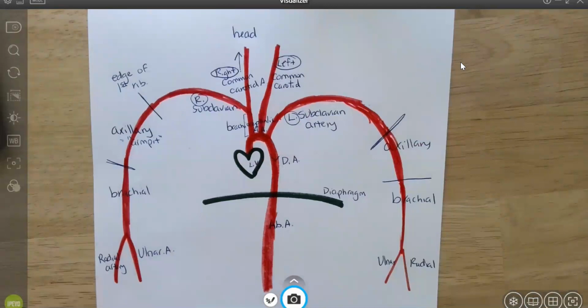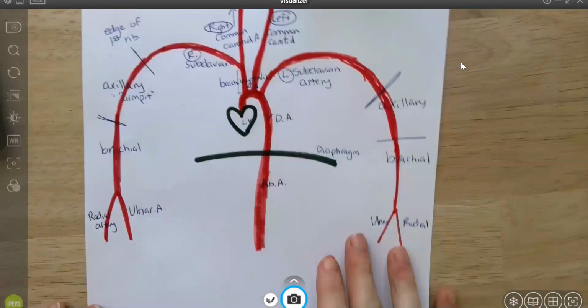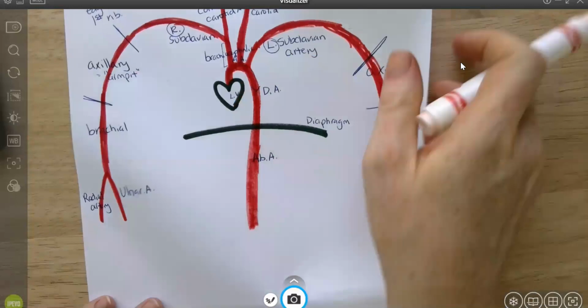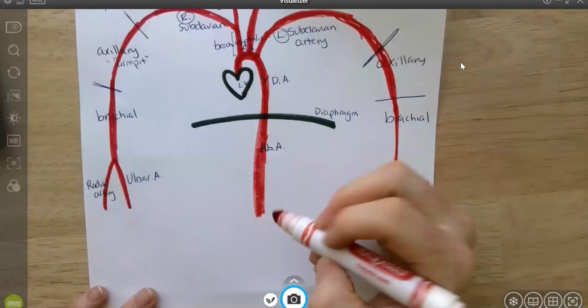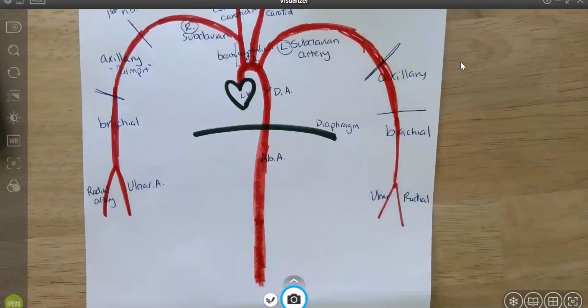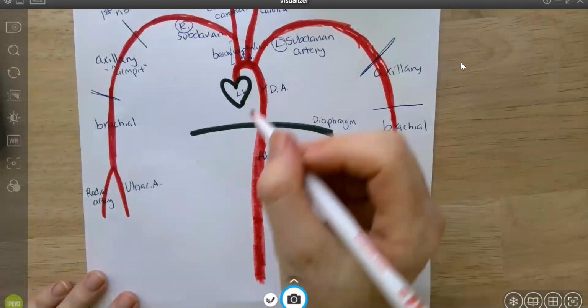Okay, and that is the third branch of the aortic arch. Now let's continue on and look at the branches of the abdominal aorta, down here in the abdominal pelvic cavity. The very first branch of the abdominal aorta is called the celiac trunk.